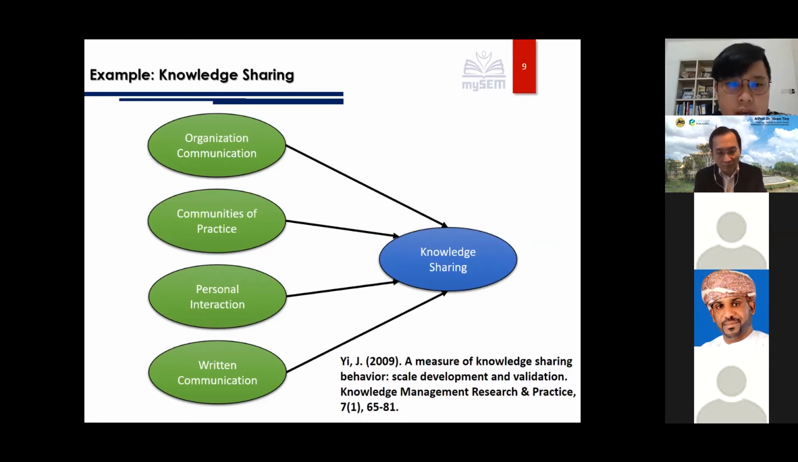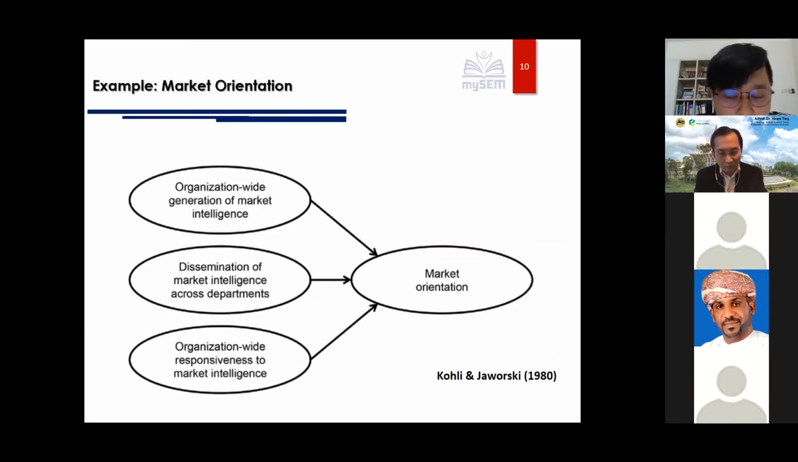Second order construct can be used also for skill development. So I hope you get some understanding regarding the skill development. And this is also the same with the market orientation concept. When we talk about market orientation, it could be a second order construct that could be measured by market intelligence, dissemination of market intelligence, as well as responsiveness to market intelligence. And this is by Coley and Jarowski, that market orientation can be measured by a second order construct.